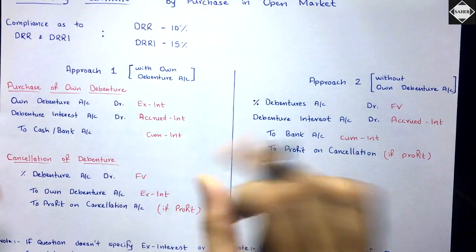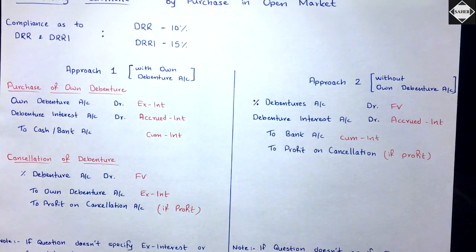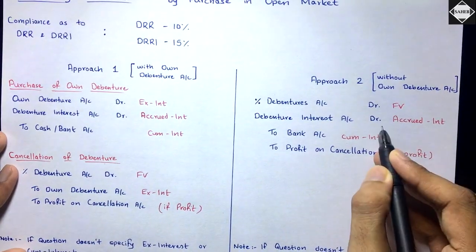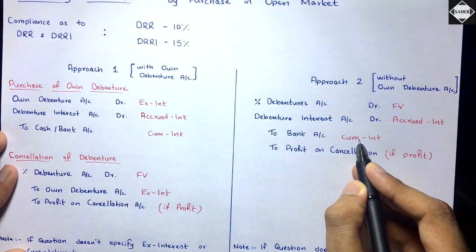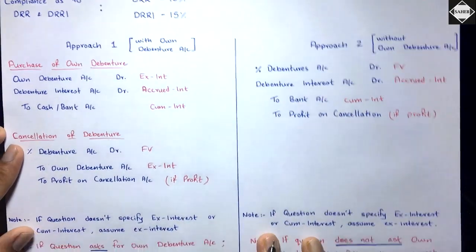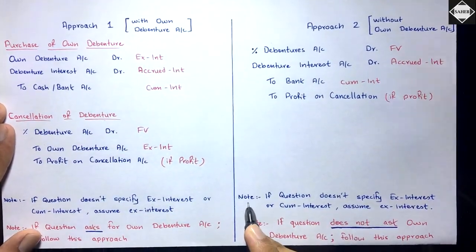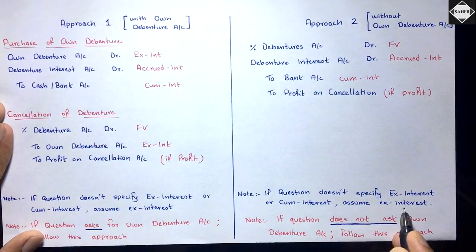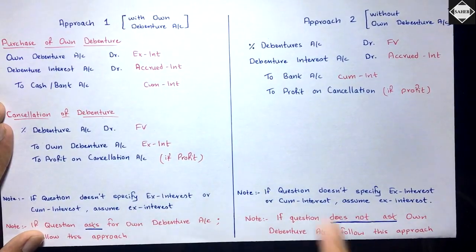Just the combination of these two entries, nothing more than that. The logic and everything is the same. Face value, liability, cancel it off, accrued interest from last due date to date of transaction. In the cum interest, what do you have? Ex interest price and accrued interest. Is that clear? Yes. And then here, note: if the question doesn't specify ex interest or cum interest, assume ex interest. The same note. Is that clear?